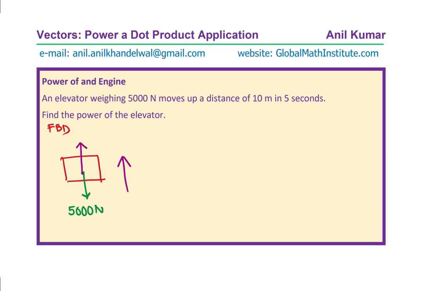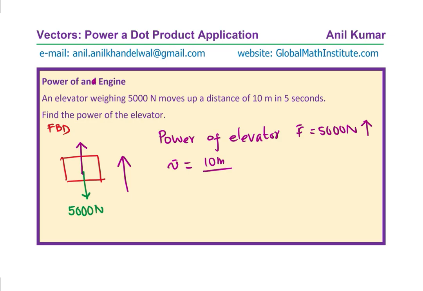So when we want to find the power of an elevator, we see that the force is 5,000 newtons and is being applied upward, and the distance of 10 meters is covered in 5 seconds. So the velocity is 2 meters per second.